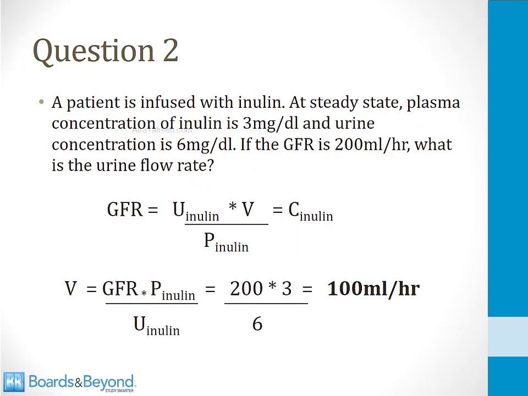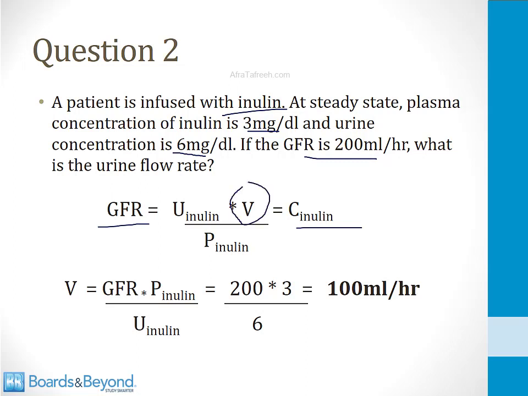Question 2, a patient is infused with inulin. At steady state, plasma concentration of inulin is 3 and urine concentration is 6. If the GFR is 200, what is the urine flow rate? We have to remember that GFR is equal to the clearance of inulin. That means that we already know the clearance of inulin. What they want us to figure out is V, the volume flow rate of urine.